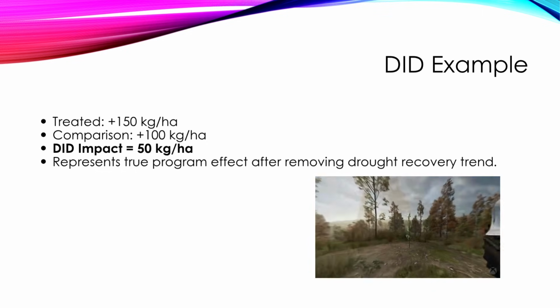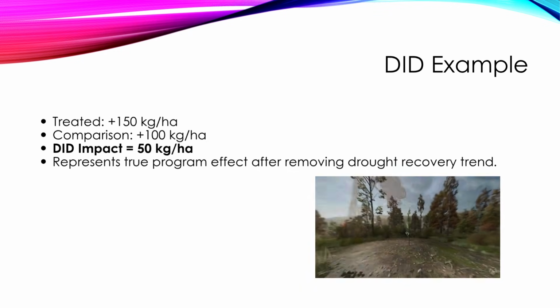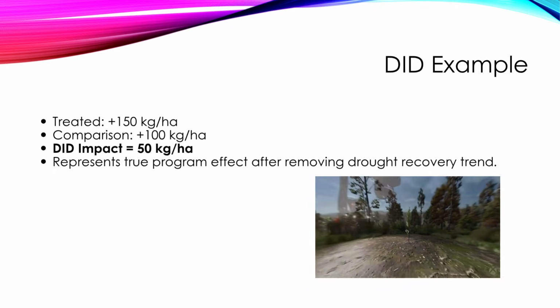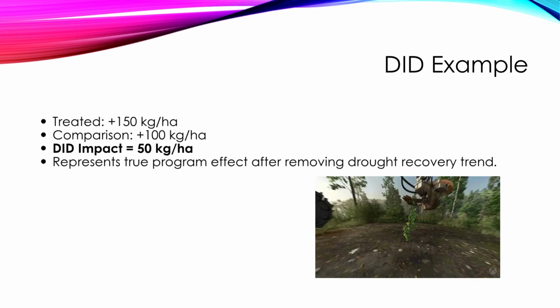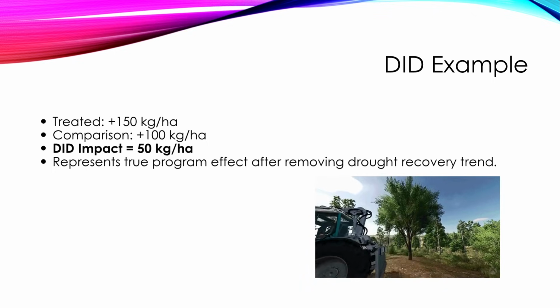And so in terms of its advantages over other methods, DID provides a more plausible estimate of impact than the cross-section estimator, which ignores selection bias, or the before-after estimator, which ignores external time trends. So it accounts for both pre-existing group differences and common shocks.